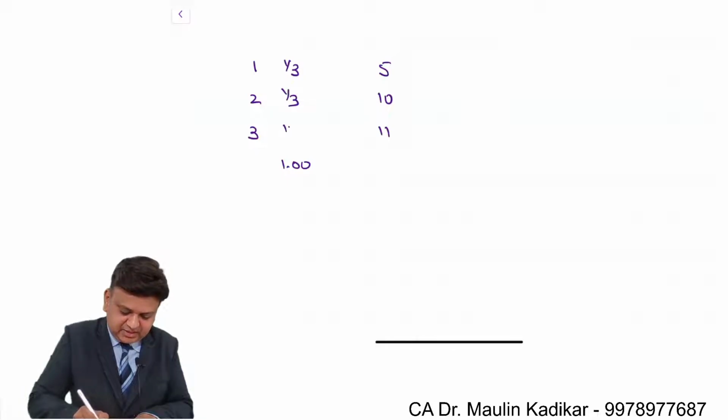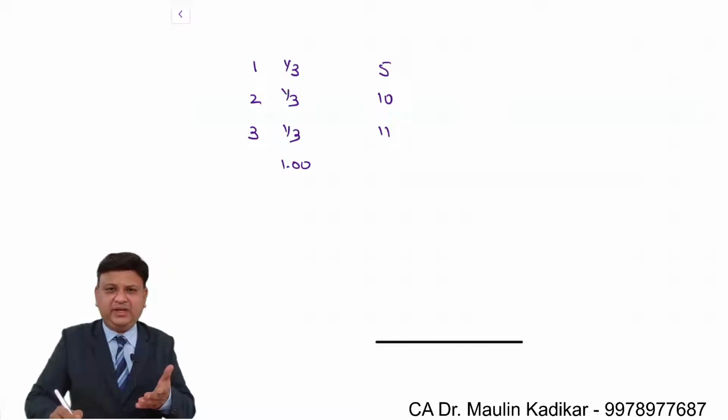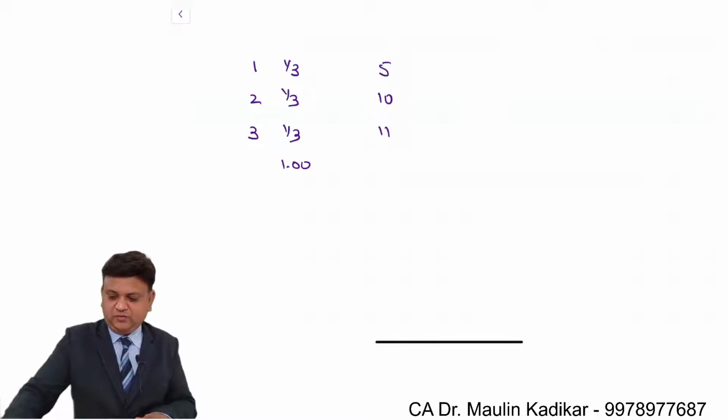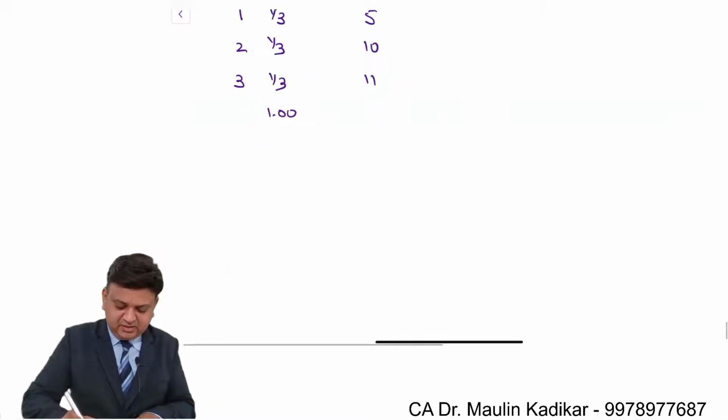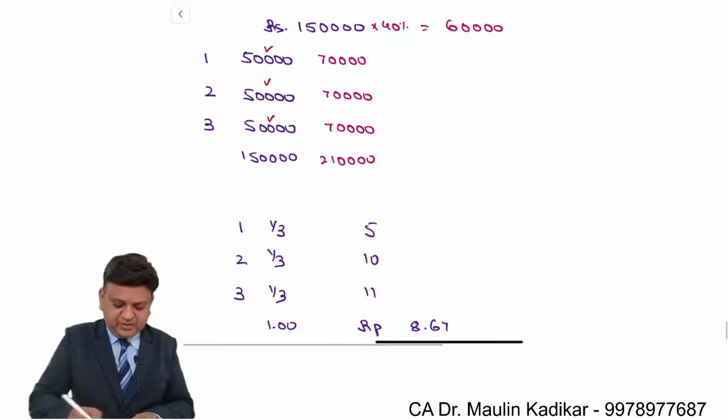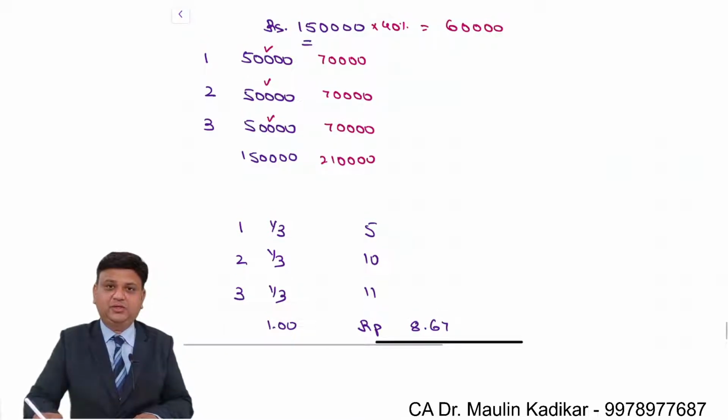You are having the investment in the proportion of 1 by 3. So 5 divided by 3, then 10 divided by 3, and 11 divided by 3. That is the way you can compute that. Say it is 8.67 percent. That is the return of the portfolio if you have made an investment of only this 1,50,000.